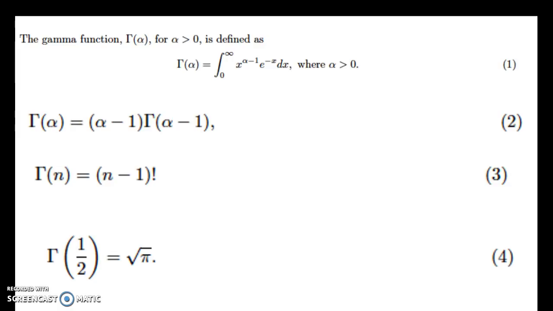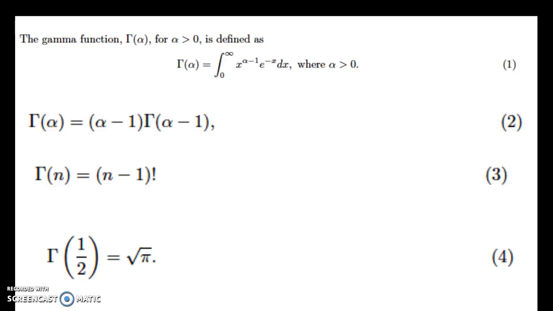When alpha equals n, and n is a positive integer, then the gamma function is related to the factorial function, and that is equation 3. For specific values of alpha, exact values of gamma exist. For the positive integers, gamma of n is also defined by equation 3.